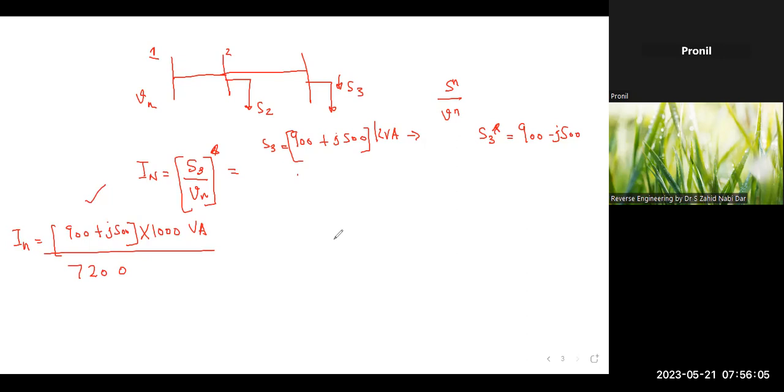In we have calculated. If you calculate it, this plus will become minus, because it is conjugate. I told you, this is S3 conjugate, so this plus term will become minus. So this would be basically 900 minus j 500 divided by 7200 into 1000. Can you calculate this value and tell me the answer?